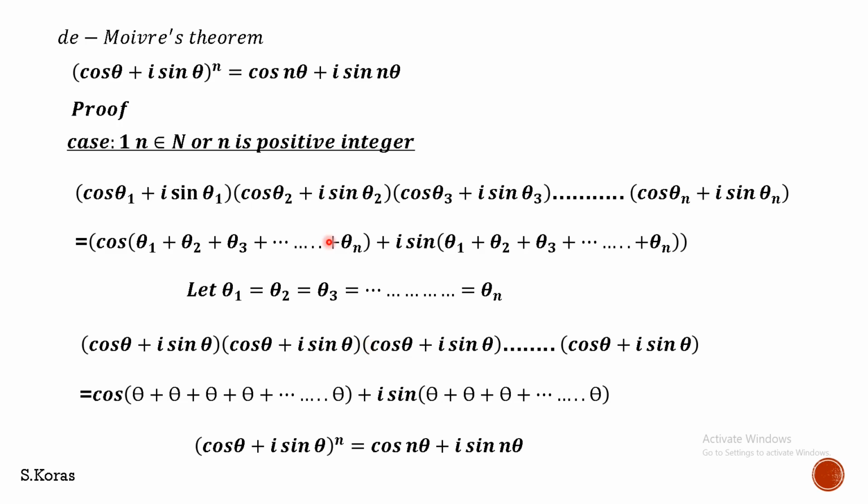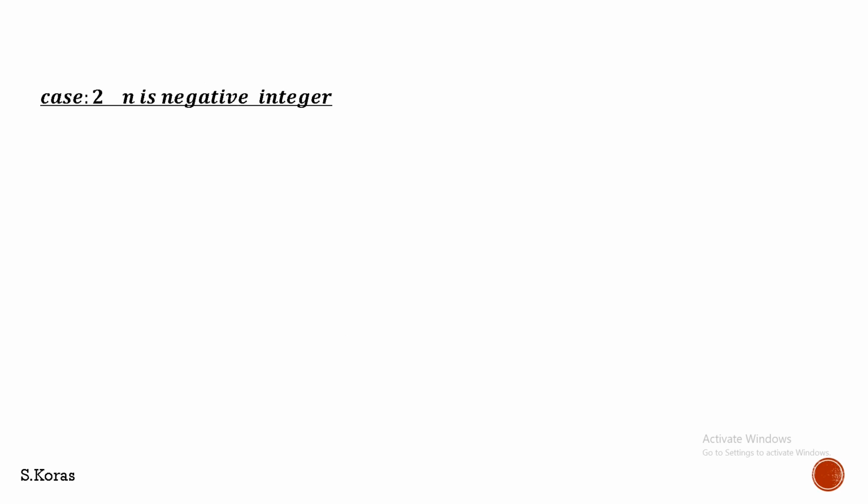In that first part, we have considered n as simply a positive integer, and we have proved (cos theta plus i sin theta) to the power n is equal to cos n theta plus i sin n theta. So this formula is now valid for a positive integer. Now let us try to prove this for negative integers also. So in our second case, we are going to prove this for a negative integer. Already we have proved it for a positive integer.